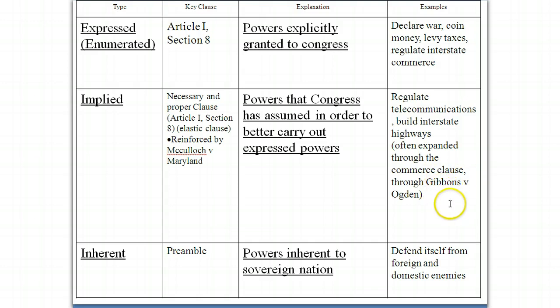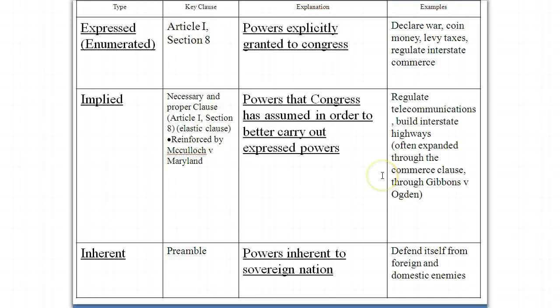Gibbons versus Ogden. So remember how we said the Constitution is a kind of a living document, that they didn't know everything Congress would need to do when they wrote it? They put in this necessary and proper clause so as time went on, people could decipher what new things that Congress would need to do for the people that they didn't know back then.